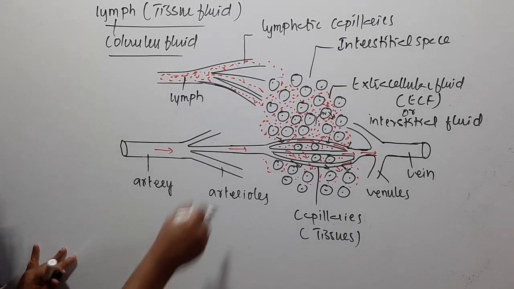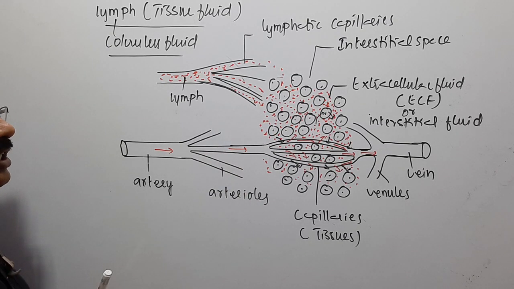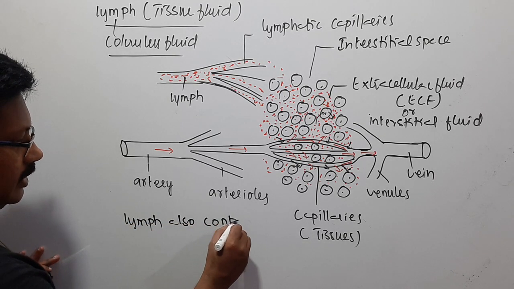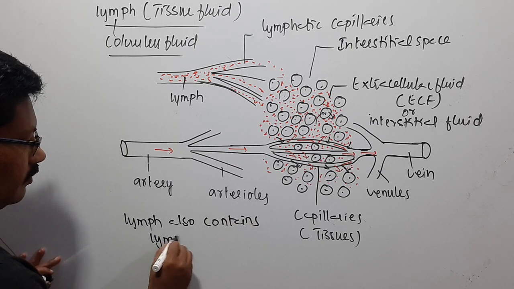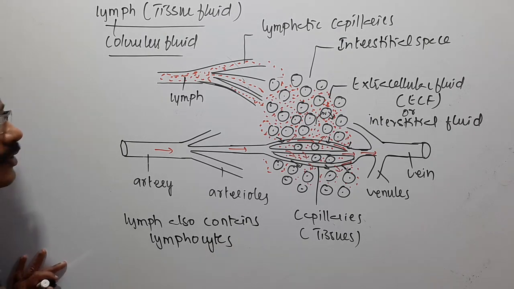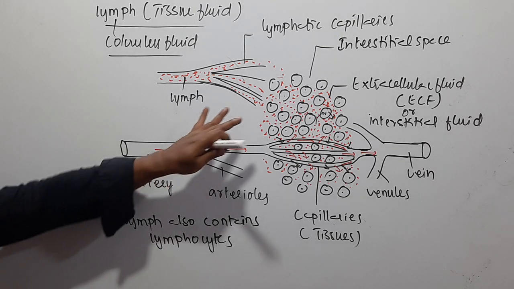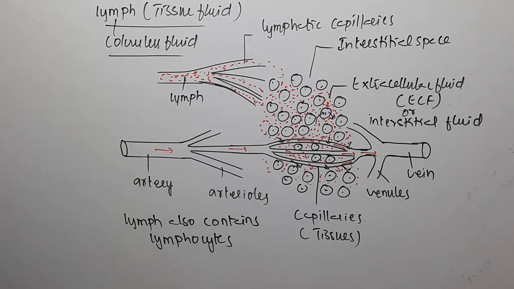Here one more point, the lymph also contains specialized lymphocytes. Lymph also contains lymphocytes, right. And I told you that the lymphatic system finally collects all this lymph, and then it returns back to the normal circulation through the major veins like the left subclavian and the right subclavian veins. So right, that's all about the lymph or the tissue fluid. Then we'll move on to the next one, circulatory pathways.